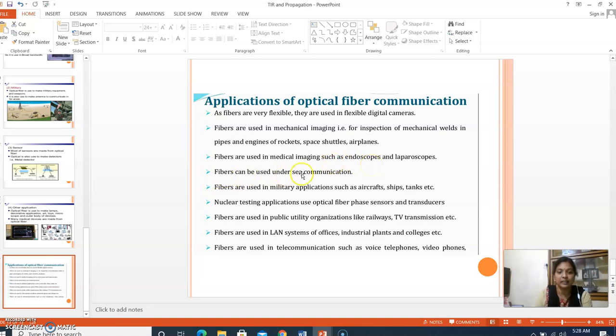They are used in communication under the sea, and also in military applications such as aircraft, ships, and tanks. The other is nuclear testing, which uses optical fiber sensors and transducers. Fibers are used in public utility organizations like railways and TV transmission. Fibers are also used in LAN systems, industrial plants, and colleges. And the last one is telecommunication, voice telephones and video phones. So these are the applications of optical fibers.